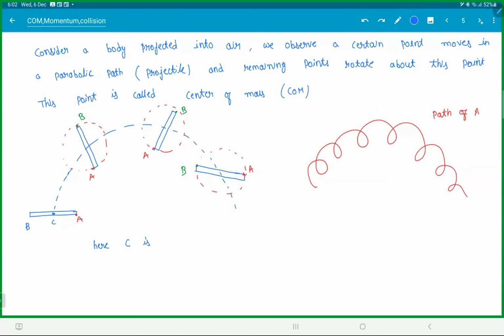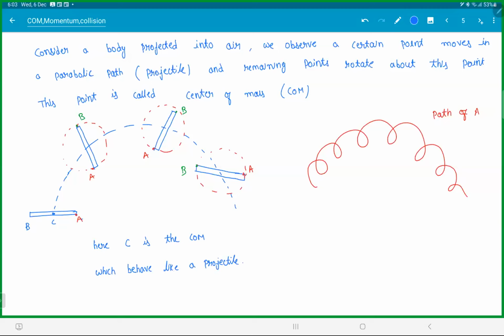Here, C is the center of mass. The motion of C represents the translational motion here. So whenever you throw something into the air and say it is going in a parabolic projectile motion, the entire body is not going in a parabolic motion. There's only one point on the body which is actually going in a projectile. So here C is the center of mass, which behaves like a projectile. Every other point on the body is going in some weird path. That's the first thing you need to understand.